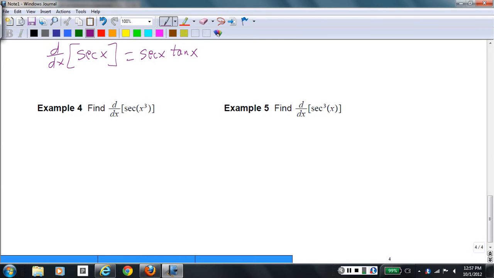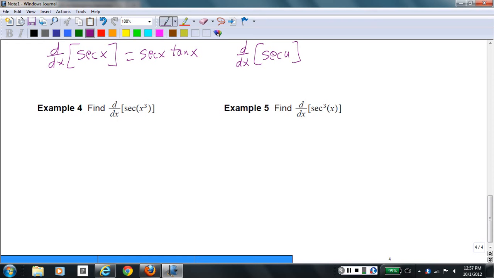Now, applying the generalized derivative formula to this, if we want to find the derivative of secant u with respect to x, now we have to imagine u could be any expression with x's in it. It might be x cubed. Right? u could equal x cubed. It could be an expression with x's in it. How would we go about this?